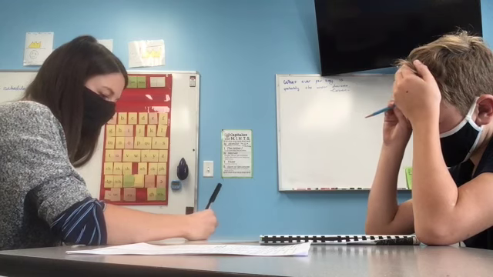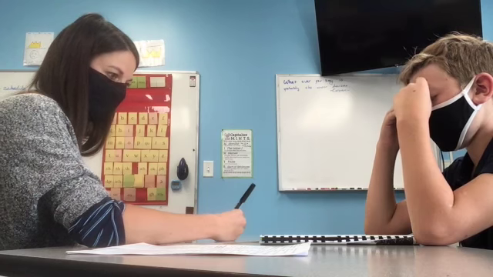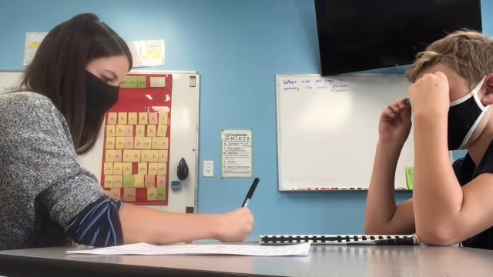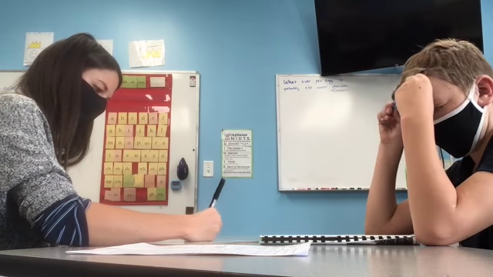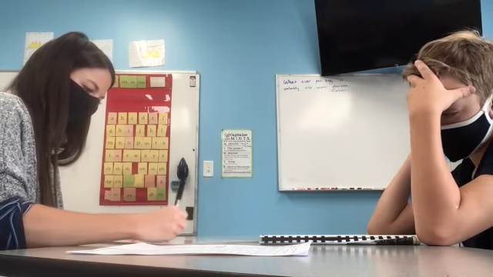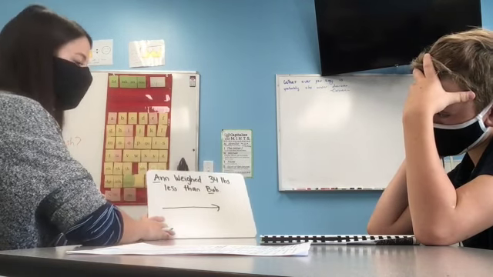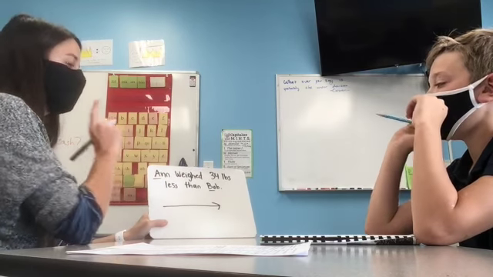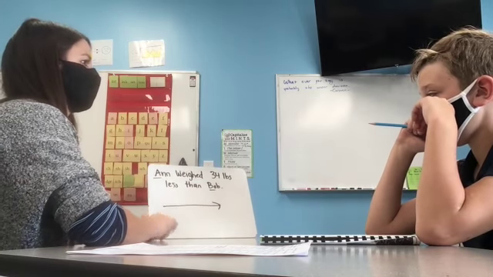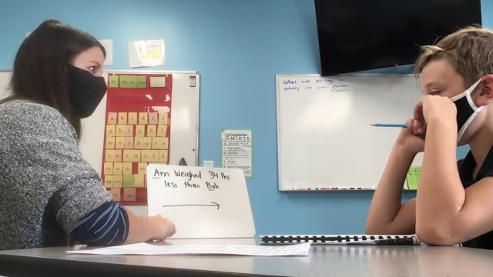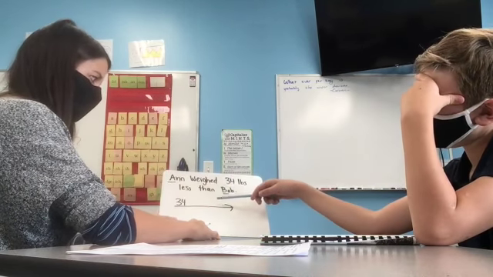Letter C. Annie weighed 34 pounds less than Bob. Okay. What's the small number in this equation? I want you to answer the actual specific question, right? What's the small number? 34. Great, 34.